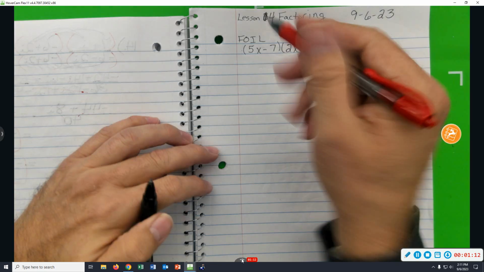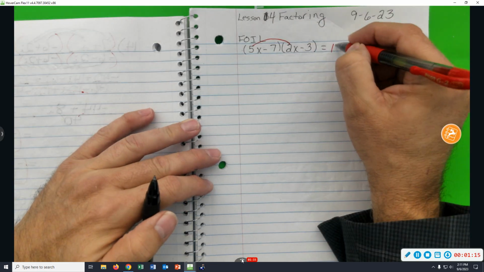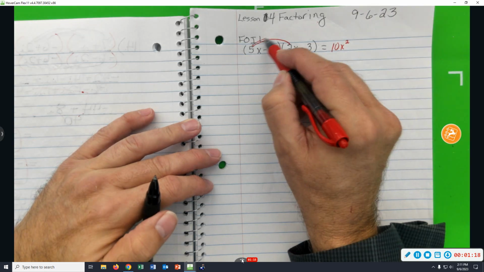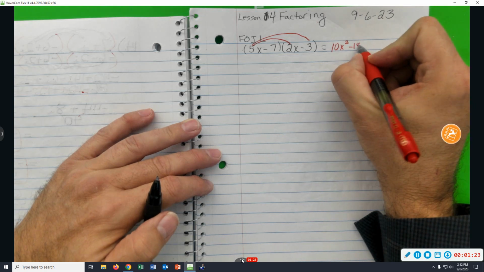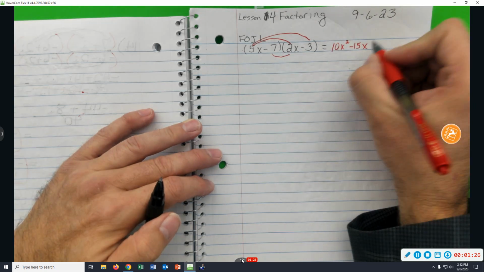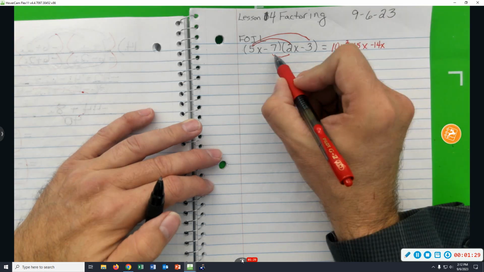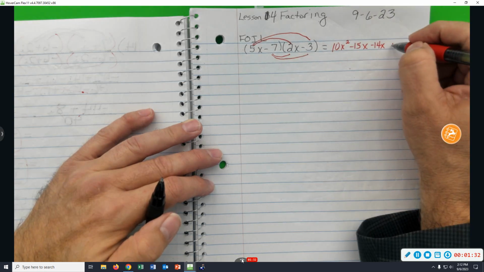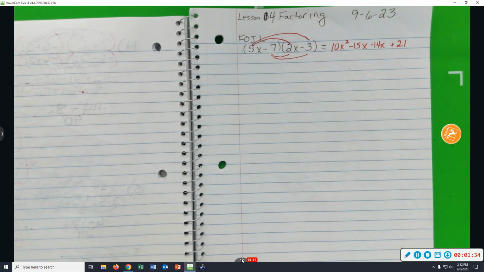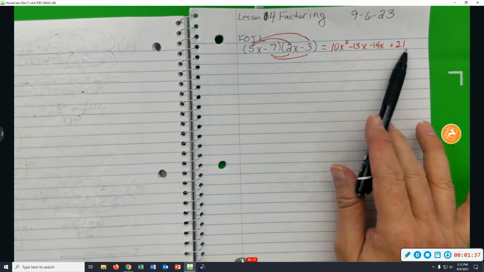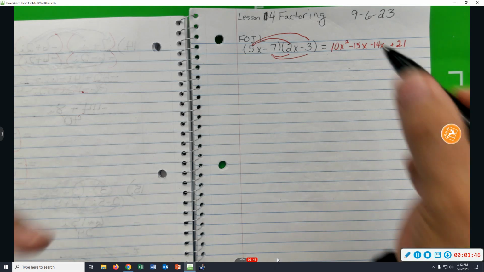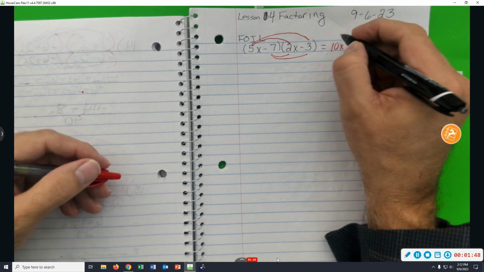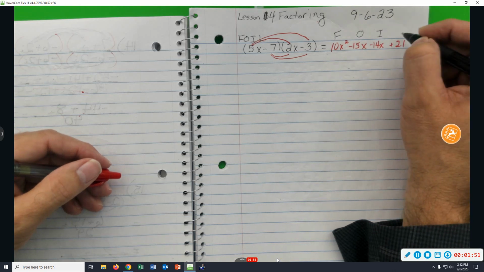So let's see. First, 10x squared. Outer, minus 15x. Inner, minus 14x. And then the last, plus 21. So first, outer, inner, last. Here we have some like terms. Remember the last time we had those i squares and we had to replace them with -1? None of that today. These letters are just variables. So first, outer, inner, last.